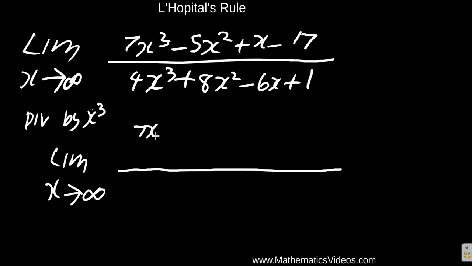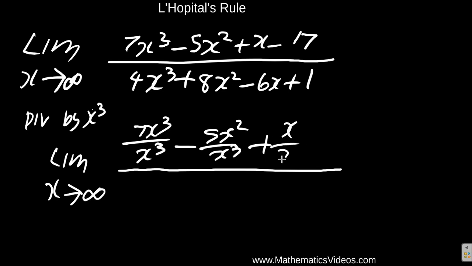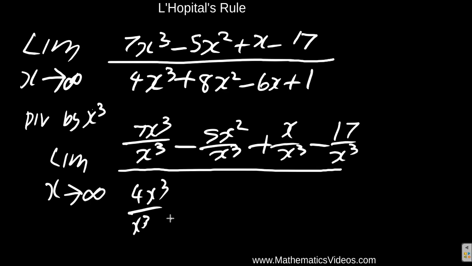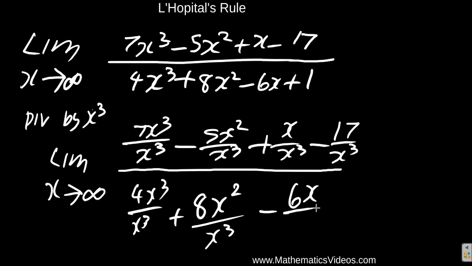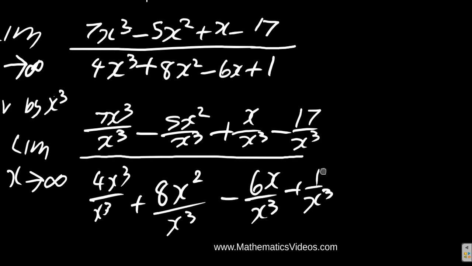You have 7x cubed over x cubed minus 5x squared over x cubed plus x over x cubed minus 17 over x cubed. And you have 4x cubed divided by x cubed plus 8x squared divided by x cubed minus 6x divided by x cubed plus 1 divided by x cubed. Good. So we have that.